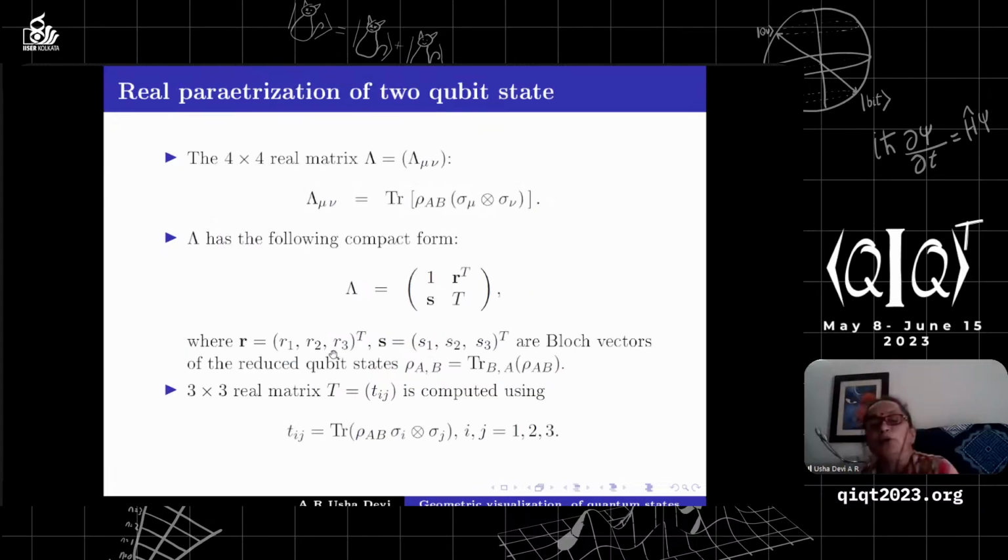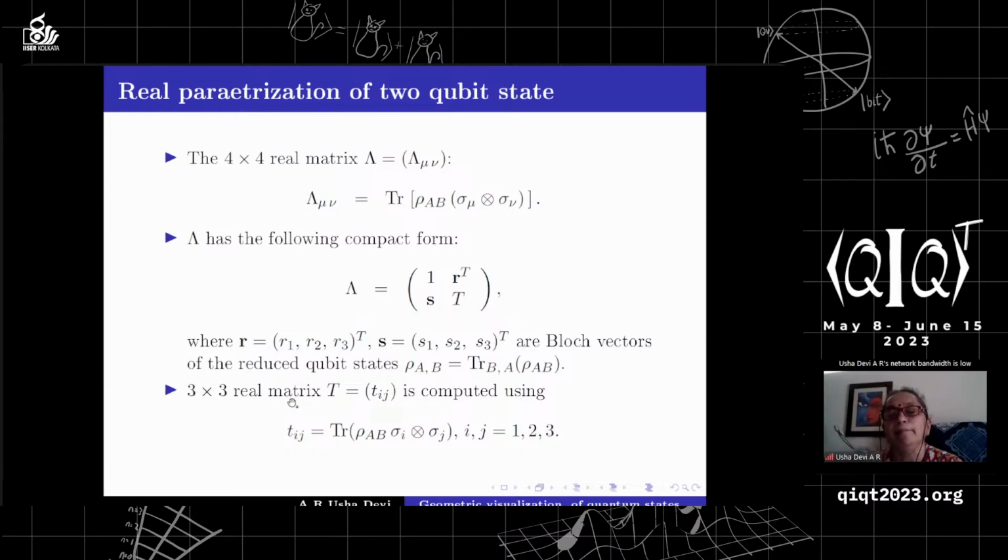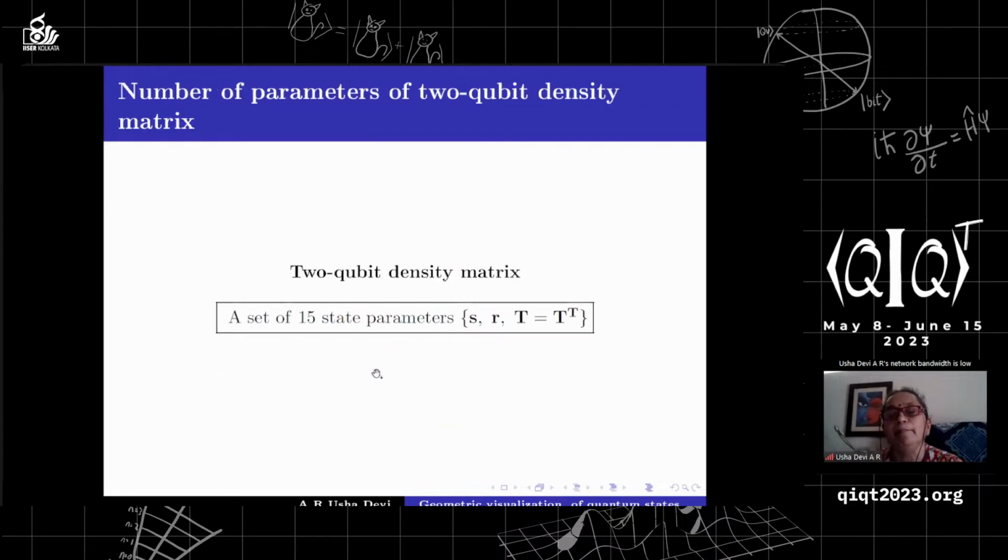Now this matrix plays a big role in the geometry, so I am talking about it. You have 3 parameters S, 3 parameters R, and the T matrix has 9 parameters. It's a real 3x3 matrix. So the total number of parameters is 15, and a density matrix can be mapped to a real matrix form like this. Just that it is real. That's all. So again, there are 15 real parameters.